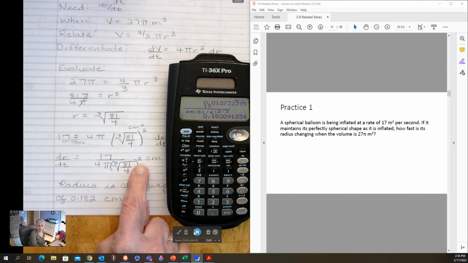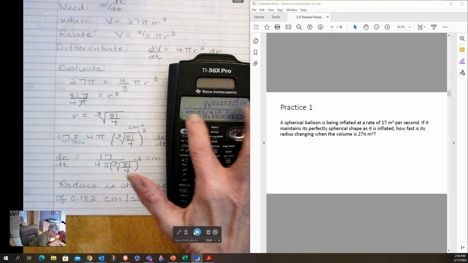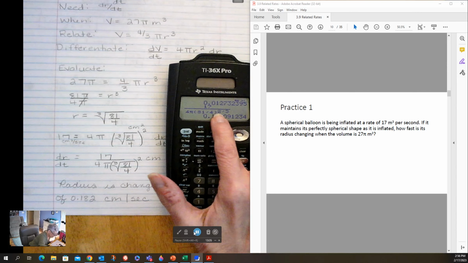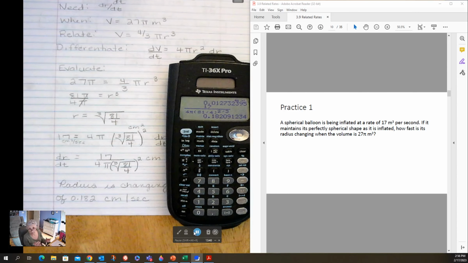Note that I did go back and add my squared that I had left off there. And when I put it into my calculator, I just put 81 over 4 to the 2/3 power, same thing as the cube root squared. It's just a whole lot easier to plug that into my calculator.